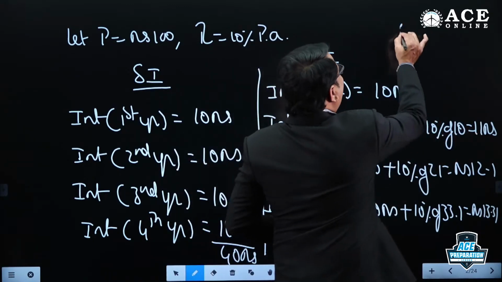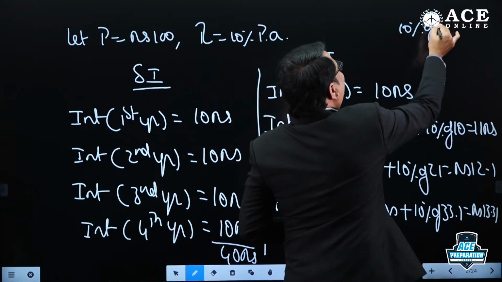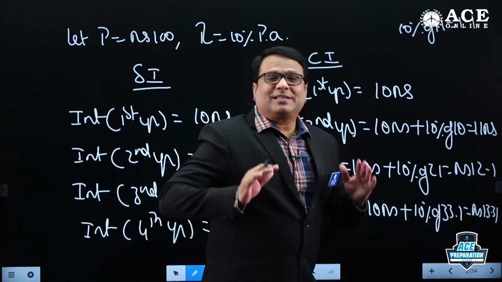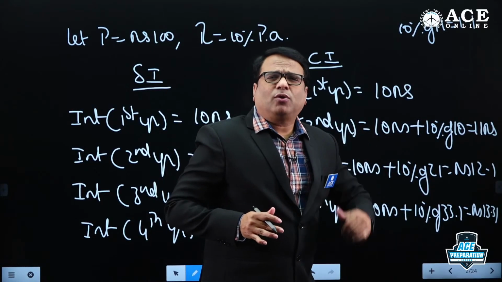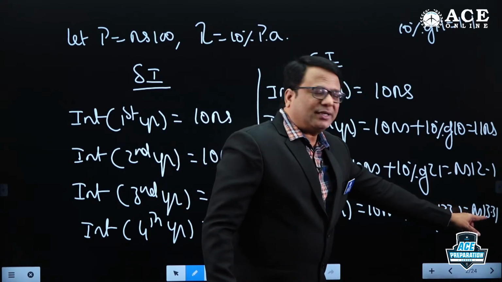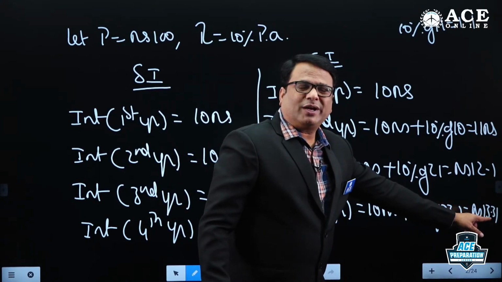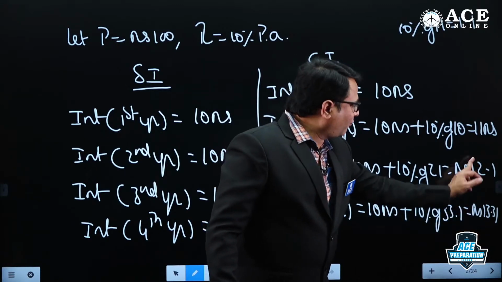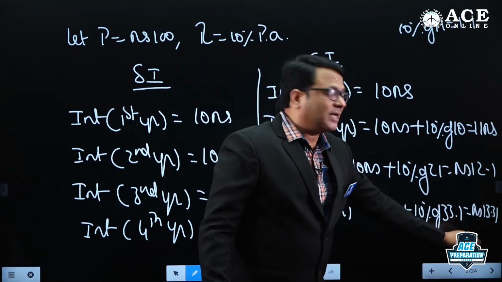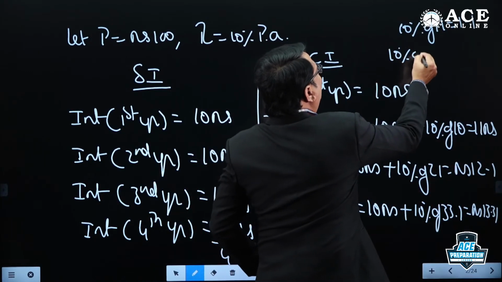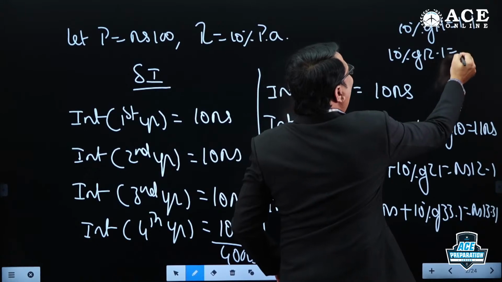You can see 10% of 11 is how much? 1.1. Now, what is the difference between third year interest and fourth year interest? Third year interest is 12.1. Fourth year interest is 13.31. What is the difference? 1.21. And that 1.21 difference between these two is interest on this 12.1. You can see 10% of 12.1 is how much?